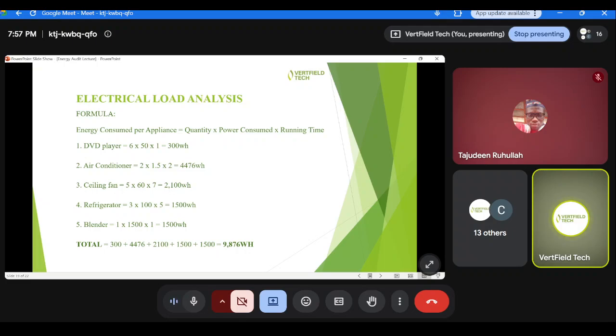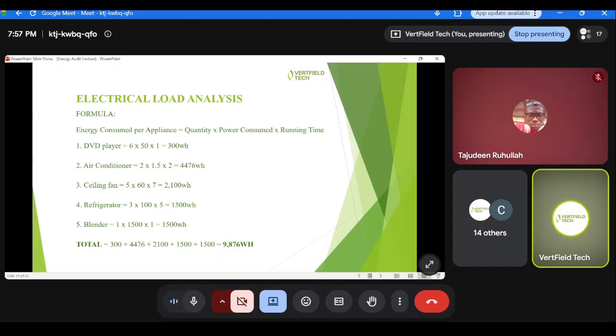And then finally, for the DVD player, 6 multiplied by 50 by 1 gives us 300 watt hour. For the air conditioner, 2 multiplied by 1.5 by 2 will give us 4476 watt hour. For the ceiling fan, 5 multiplied by 60 by 7 gives us 2100 watt hour. For the refrigerator, 3 multiplied by 100 by 5 gives us 1500 watt hour. For the blender, 1 multiplied by 1.5 by 1 gives us 1500 watt hour.